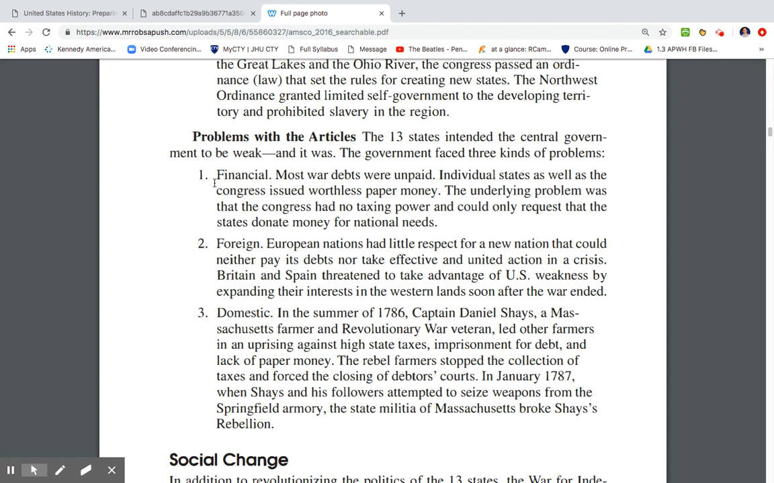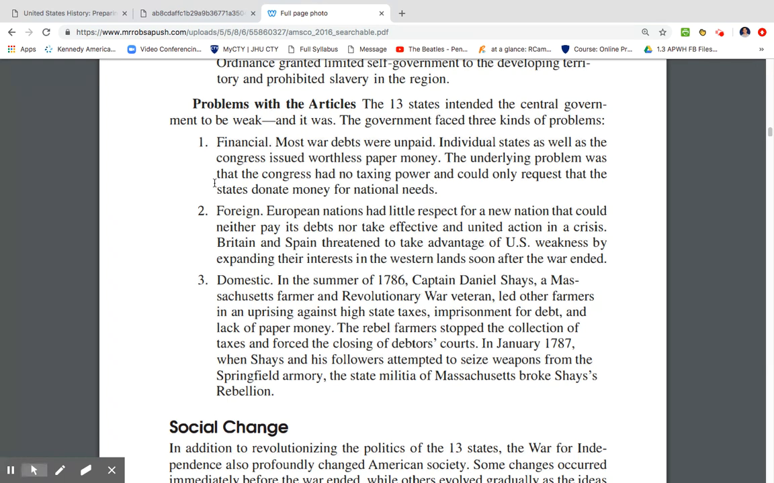Foreign. European nations had little respect for a new nation that could neither pay its debts, which we owed to the French, to the British, to Spain. Britain and Spain threatened to take advantage of the U.S. weakness by expanding their interest in Western land as soon as the war ended. So they're going to go ahead and perhaps attack, which they do.